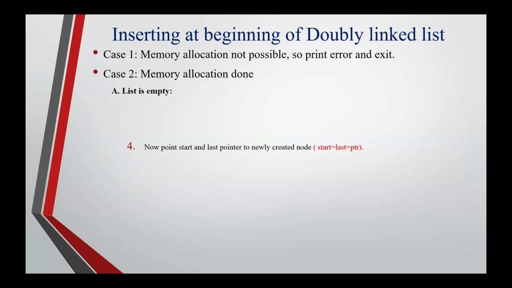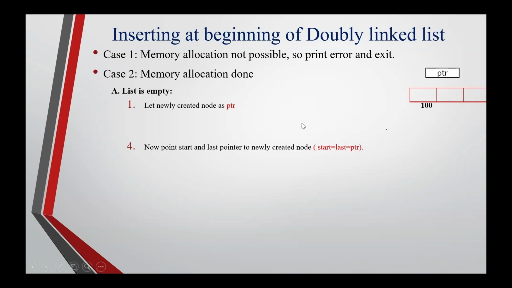First case, the list is empty. If our list is empty, it means there is no element present inside the double linked list. Then what do we have to do? We let the newly created node be PTR with the help of the malloc function. So this is our malloc function. We allocate the memory, and the memory address is 100, so memory allocation is successfully done.